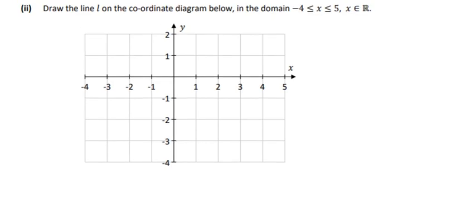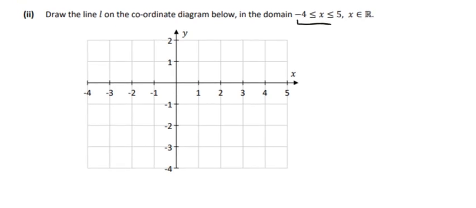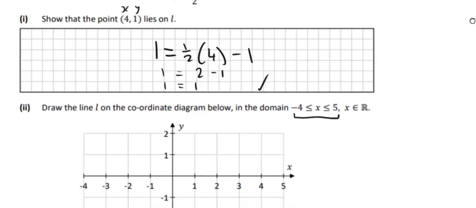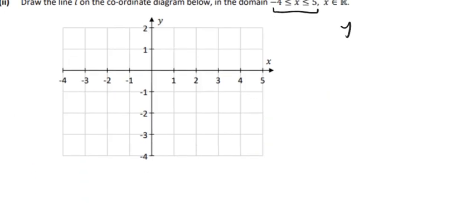Now we need to draw it on the graph, so it's from minus 4 to 5, so you can use your calculator and put in a table and it'll give you what the coordinates are, or you can just sub every number in. So y equals a half x minus 1, so it's all of the numbers from minus 4 up to 5, so minus 4, minus 3, minus 2, minus 1, 0, 1, 2, and so on, so all those numbers.